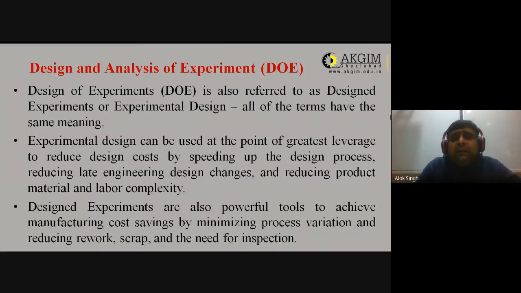Experimental design can be used at the point of greater leverage to reduce design cost by speeding up the design process, reducing late engineering design changes, and reducing the product, material and labor complexity. Nowadays most of the companies are adopting automation. Why are they adopting automation? So that every customer will get a similar type of product with similar characteristics, similar taste or preference, or similar types of tangible as well as intangible features. That's why companies are working towards automation, or towards this experimental design.